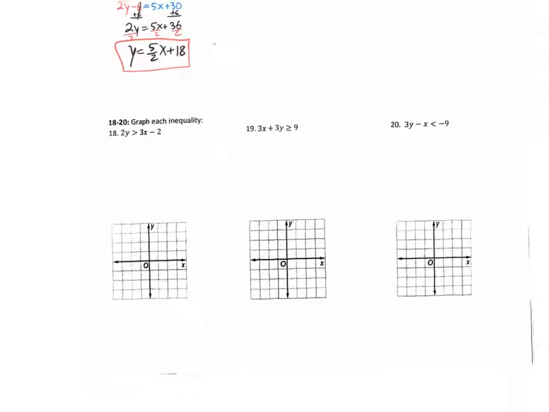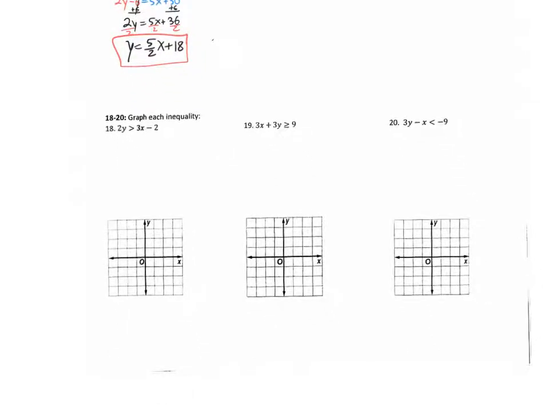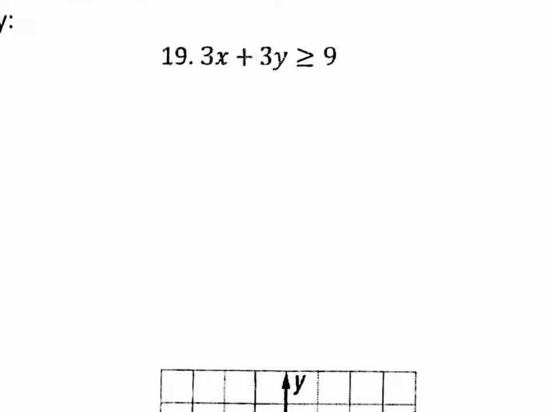And for the last 3, all you have to do is write them in slope-intercept form. And before graphing your line, you have to decide if it's solid or dotted. And then after that, you have to shade either above your line or below your line. So I want to do one of these. I want to do number 19.